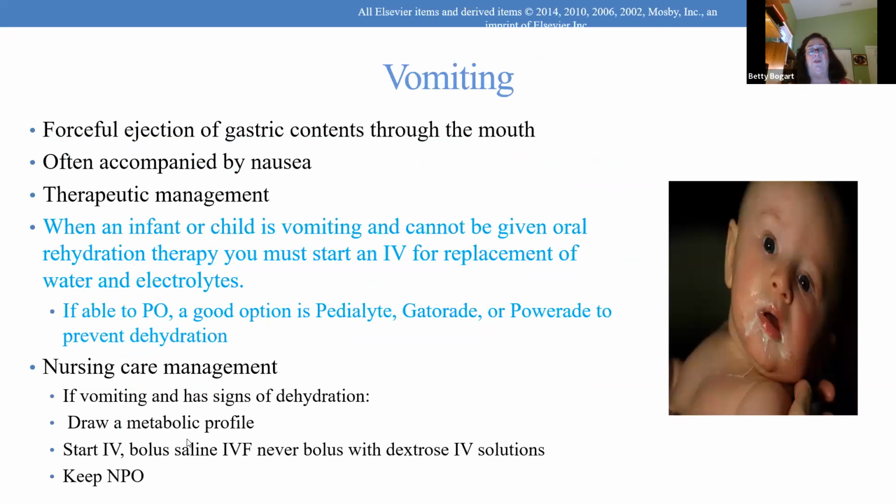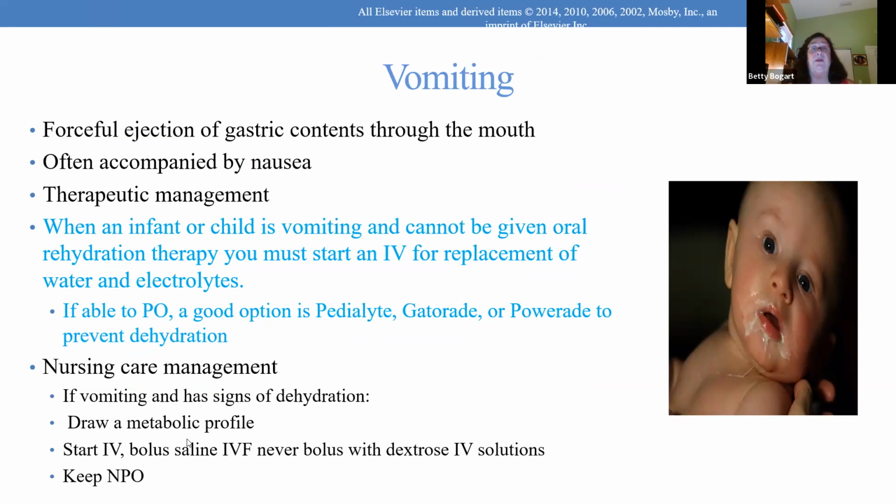Vomiting, well, there's all sorts of vomiting that we have here. Now, when a child is vomiting, you can't give oral, you're going to give IV, and we're going to be checking their electrolytes for sure. If they can have PO, there's all different things. Pedialyte is usually for your younger infants, and then they get to Gatorade, Powerade as they get older. There's more sugar in it, so that's why they don't usually use that for infants, unless that's all you have. And you can half and half it if you need to at home.